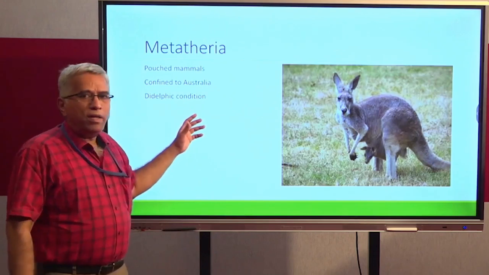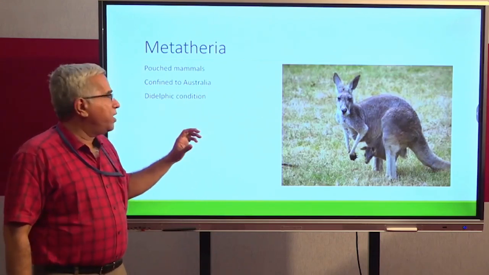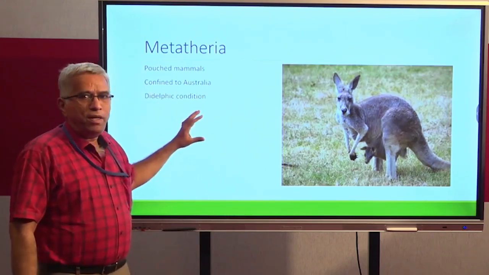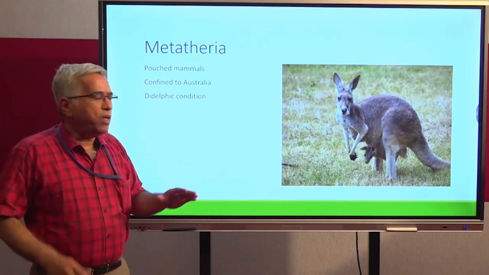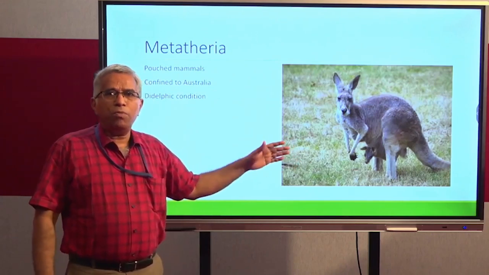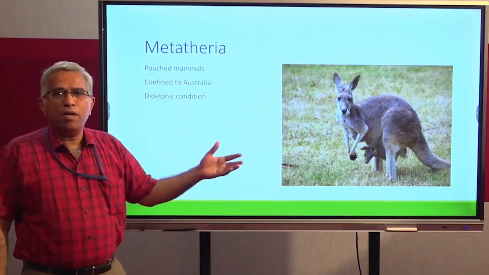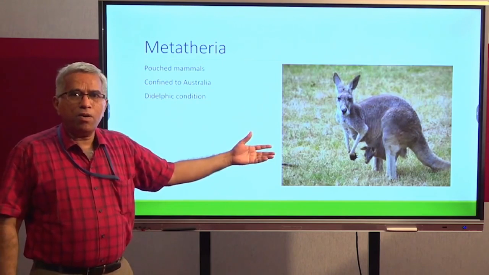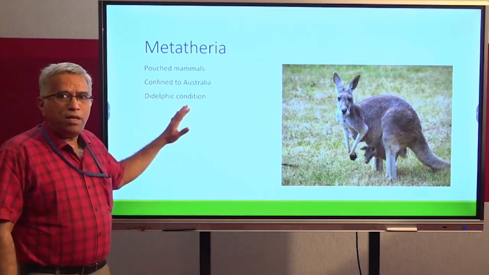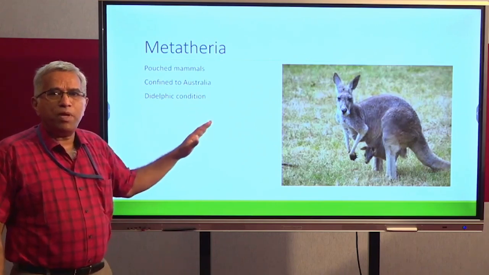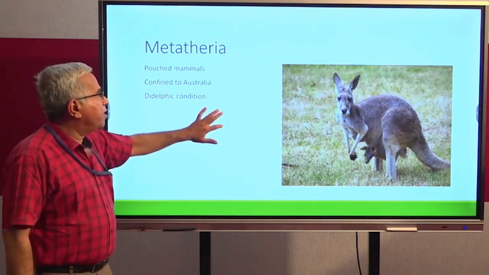And two uteri will be found. This condition is called the didelphic condition. And all the marsupials, including this kangaroo, are confined only to Australia. You know very well that Australian cricketers are called kangaroos, of course. So Australia is called the land of marsupial mammals. That is about the Metatheria.